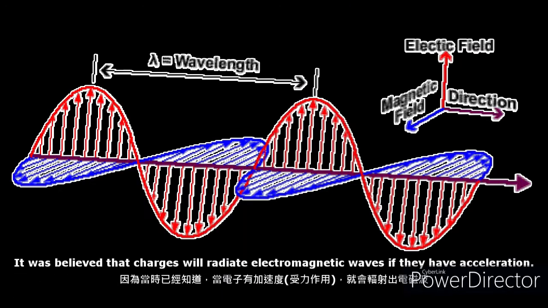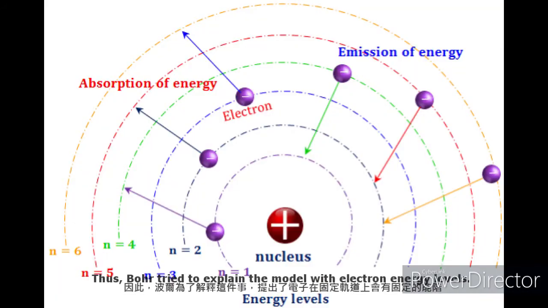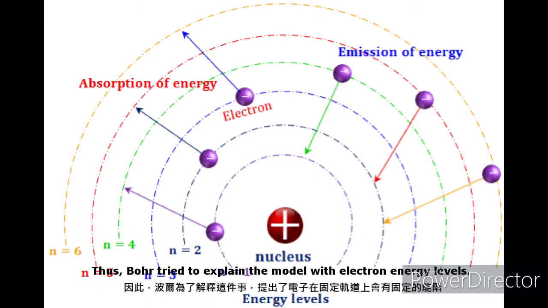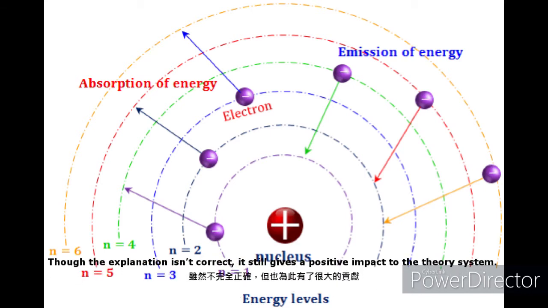It was believed that charges will radiate electromagnetic waves if they have acceleration. Thus, Bohr tried to explain the model with electron energy levels. Though the explanation isn't correct, it still gave a positive impact to the theory system.